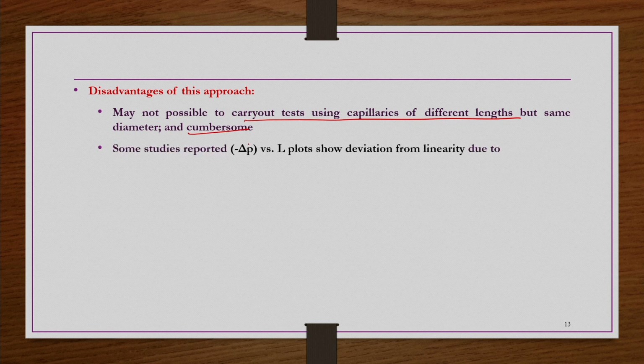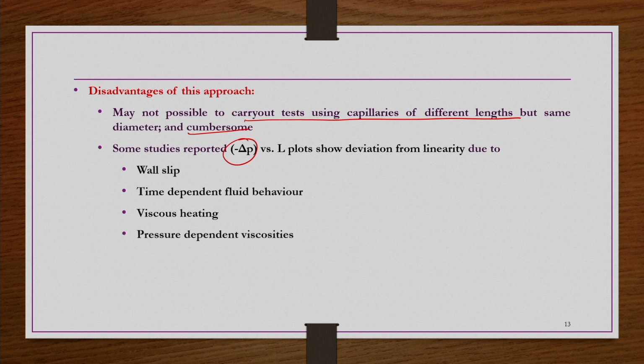And then some studies reported whatever this minus delta p versus L curve, that previous slide that we have seen. You may not get the straight line; sometimes you may get non-linear curves. That is another problem, and it may be coming because of other errors like wall slip, time dependent behavior, fluid may be having time dependent behavior, there may be viscous heating, and viscosity may be pressure dependent, because all these things involve pressure. So, the fluid viscosity is sensitive to the pressure difference.